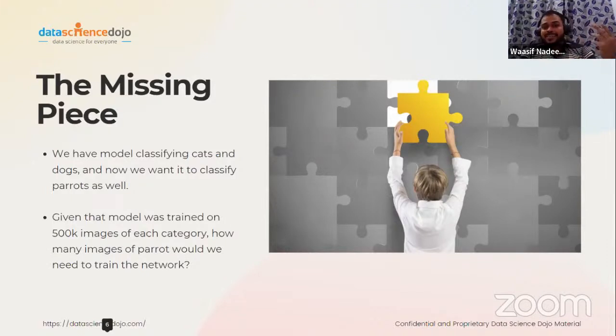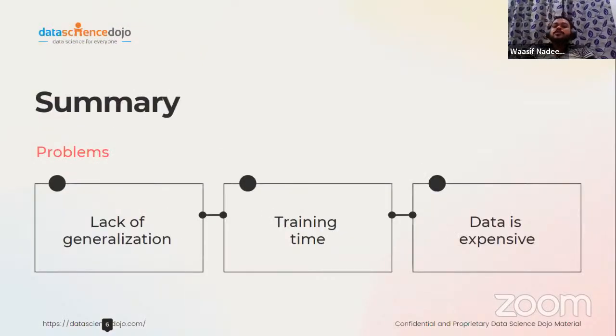So again, if we say that we need the same number of images, then we need 500,000 images of parrots. Well, that's a huge ask. So in summary, we addressed three problems.